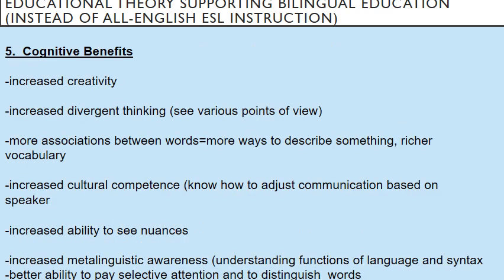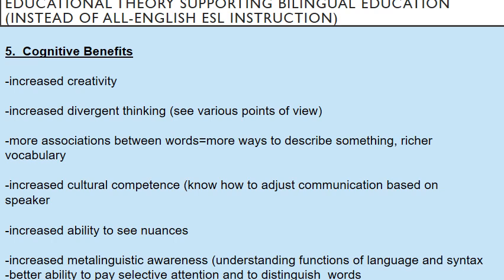Similar to what we've talked about in earlier chapters, bilingualism has led to several cognitive benefits. For example, students who are bilingual have been shown to have increased creativity and increased ability to have divergent thinking, so they can see different points of view and different perspectives. Also, they have been shown to have more associations between words, which means that they are able to describe things with more rich vocabulary and in more complex ways.